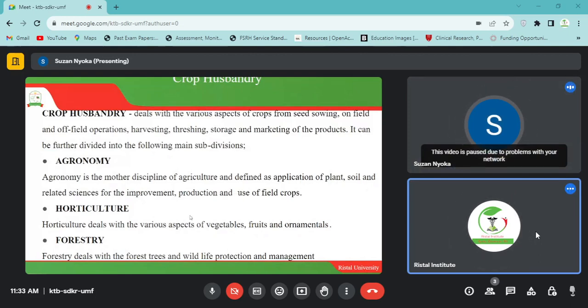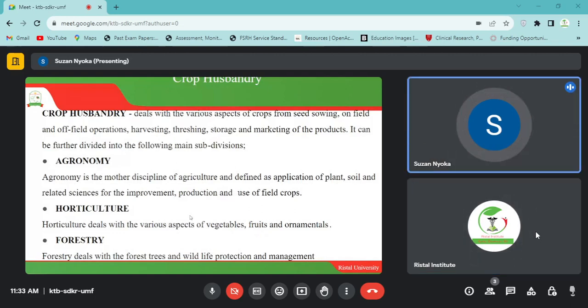Agriculture is defined as the application of plants, soil, and related sciences for the improvement, production, and use of field crops, agriculture and ornamentals. And then forestry deals with forestry and wildlife protection and management.